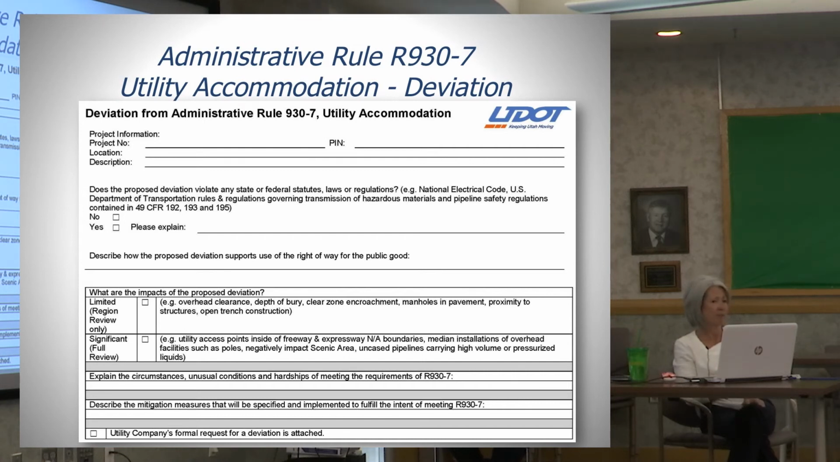We have some remedies that can be taken against utility companies, and out of compliance placement is one of the things that can be considered in the future. If a deviation is granted on a future project, if a utility is found to be out of compliance with the administrative rule, then they'll want to be able to demonstrate that they were granted that deviation at the time of the placement.